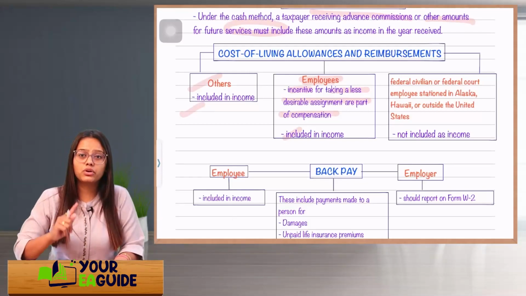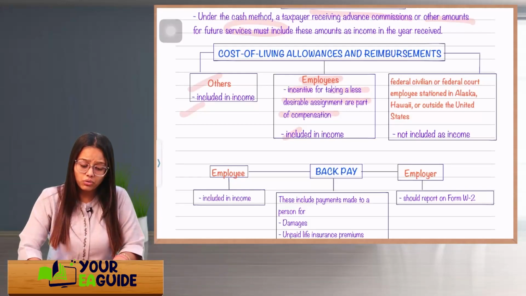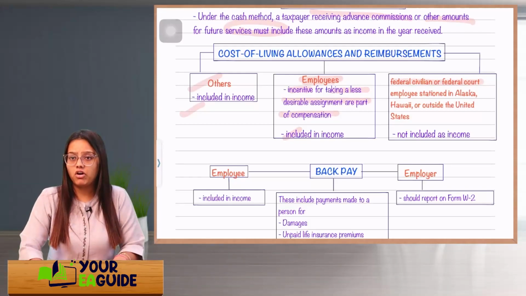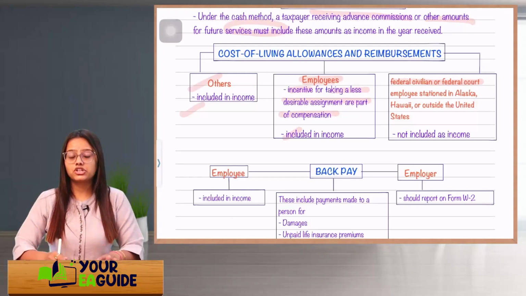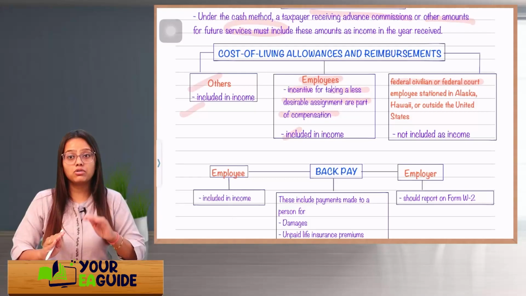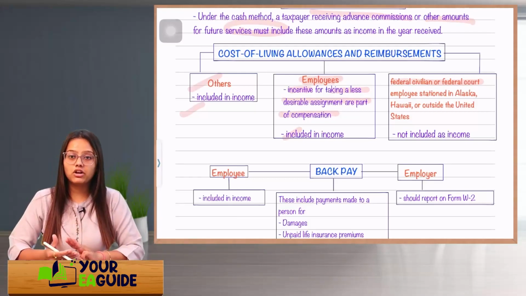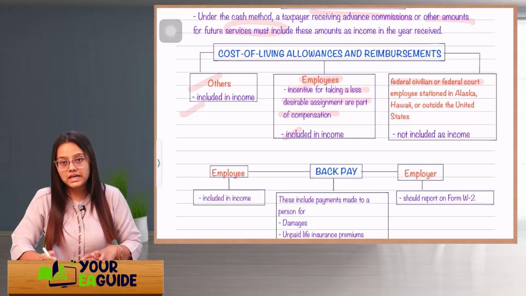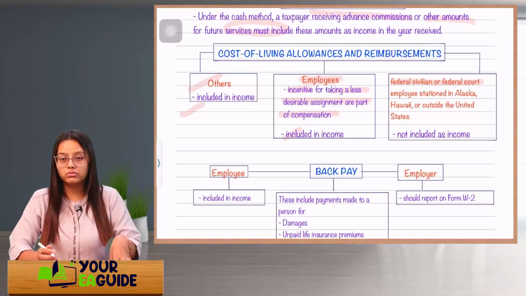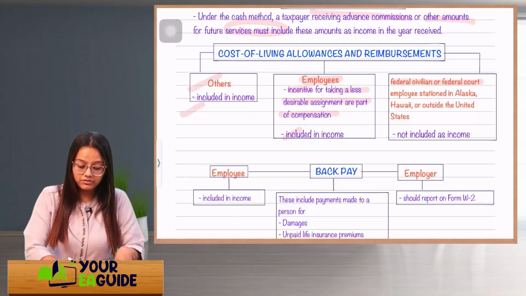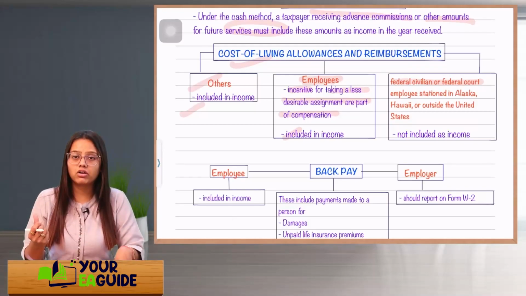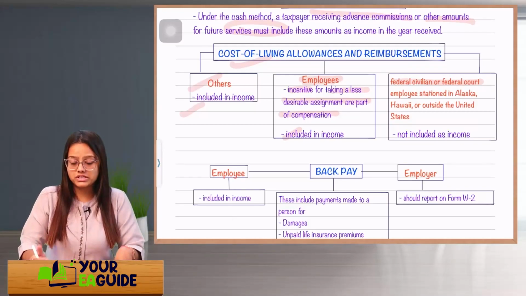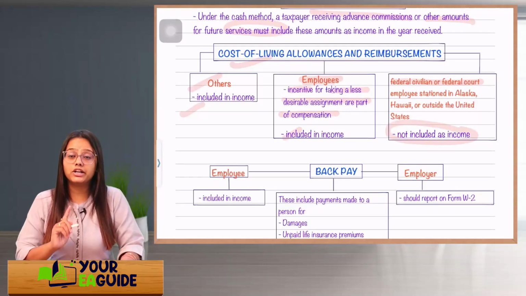Next, for any other case it will be included in the income. This is excluded only for a person who is a federal civilian or a federal court employee and who is stationed in Alaska, Hawaii, or outside the US. If they stay and are employed in these locations, and they receive a cost of living allowance and any reimbursement, for example for travel, then it will not be included. Only the conditions you have to remember.